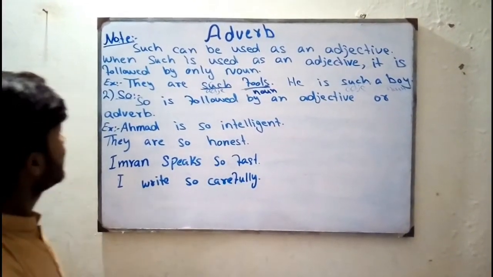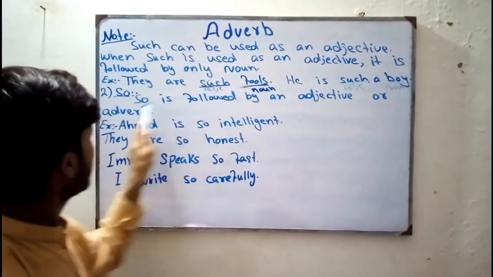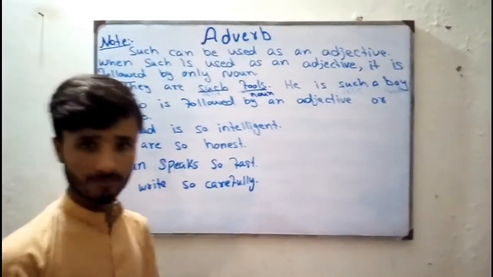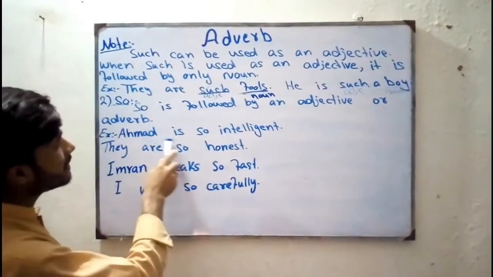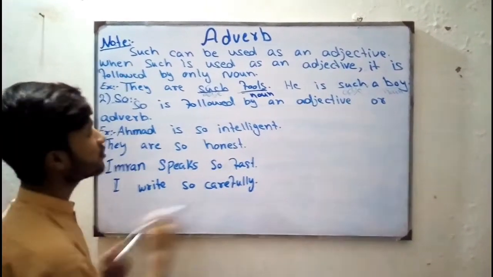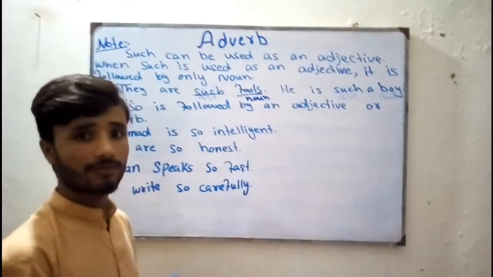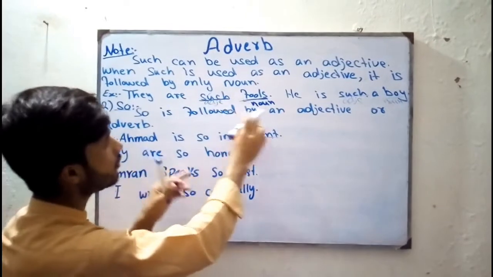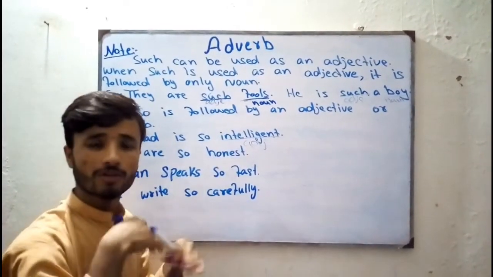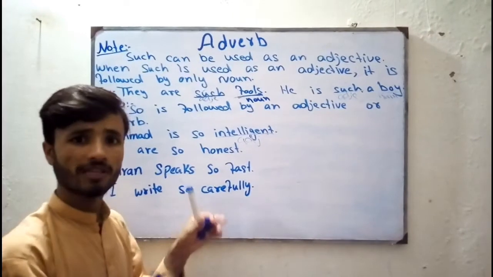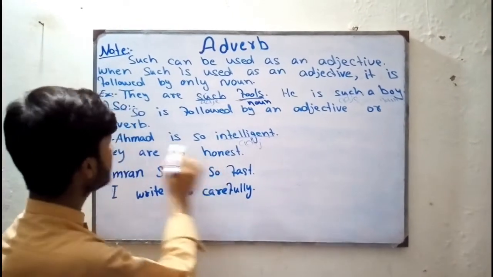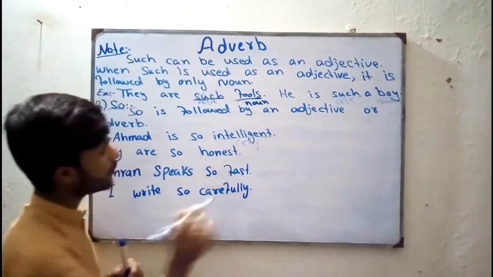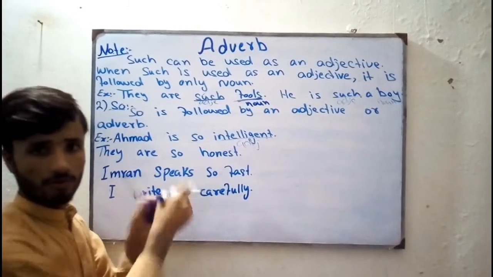Now what is so? See, so is followed by an adjective or adverb. Both ways are possible. See how. Ahmad is so intelligent. What is intelligent with us? It is an adjective, right? So you can see here, so is followed by an adjective or adverb. So we can write so before an adjective as well as before an adverb. Ahmad is so intelligent.